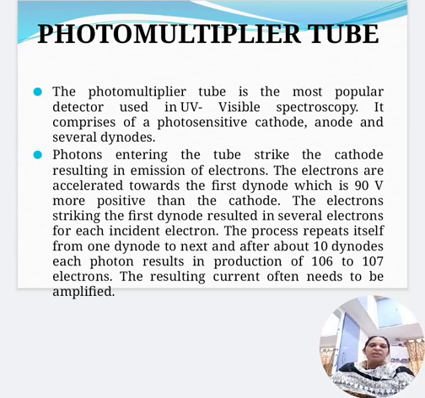The process repeats itself from one dynode to the next, and after about 10 dynodes, each photon results in the production of 10^6 to 10^7 electrons. The resulting current often needs to be amplified.